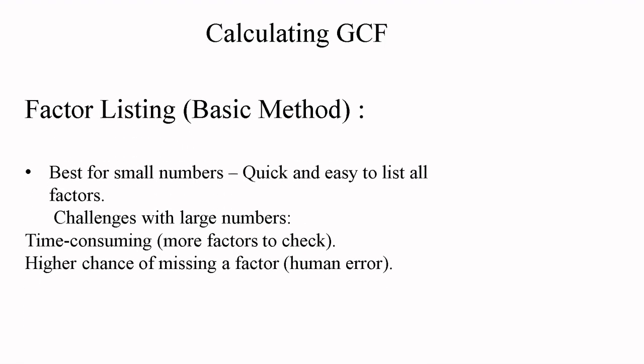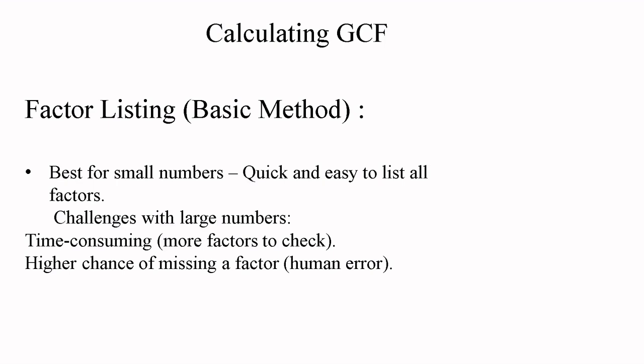The first method for calculating GCF that I'm going to introduce to you is factor listing. This is a really basic method. Sometimes it is really time consuming and sometimes the possibility of making a mistake is really high. So when do we use this method? If you are in elementary school, yes, you can use this method. If you are at higher levels and you have two small numbers, it would be rational to use this method, but I do not suggest it. So let's learn this method with each other.